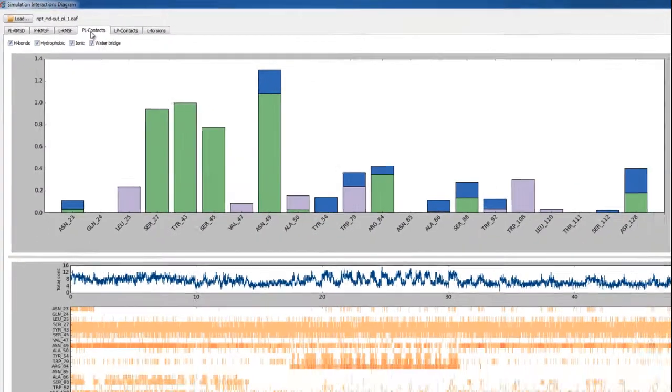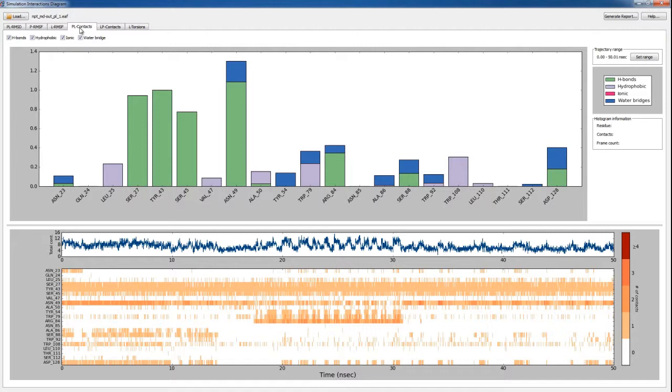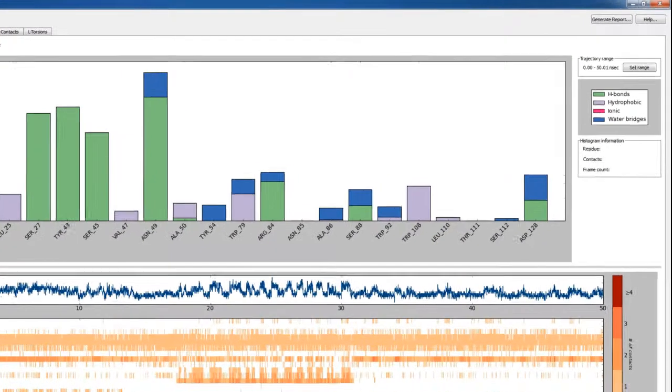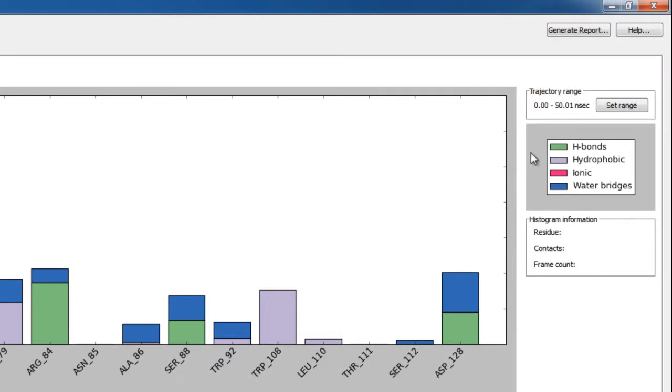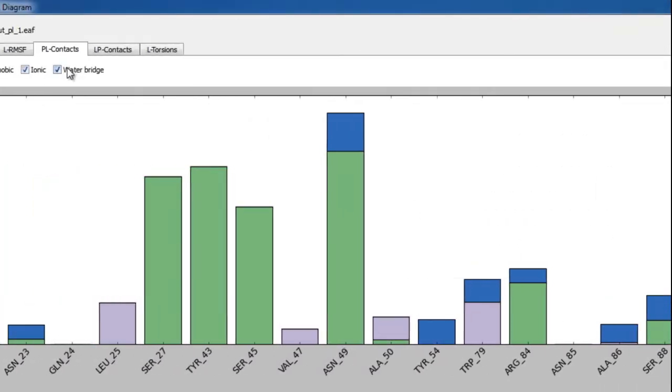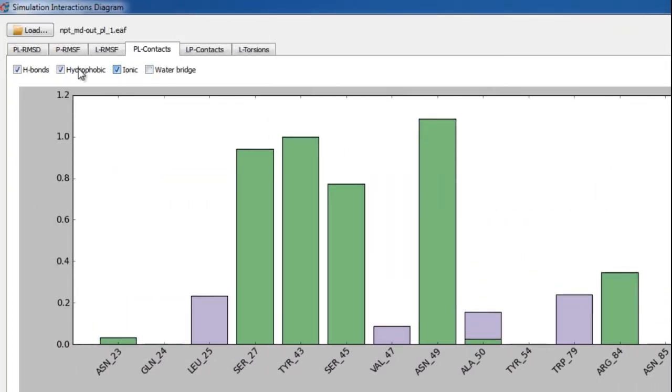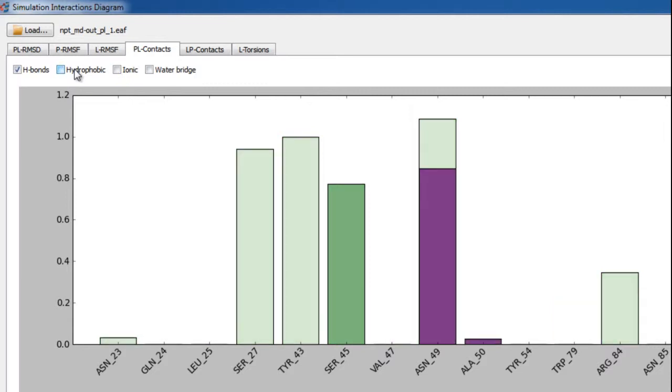Protein interactions with the ligand can be monitored throughout the simulation in the PL Contacts, or Protein Ligand Contacts, tab. In the above plot, we see a summary of these interactions, but we can choose to include one type of contact at a time to reveal even more information about that contact. So let's look at these in detail, starting with hydrogen bonds.